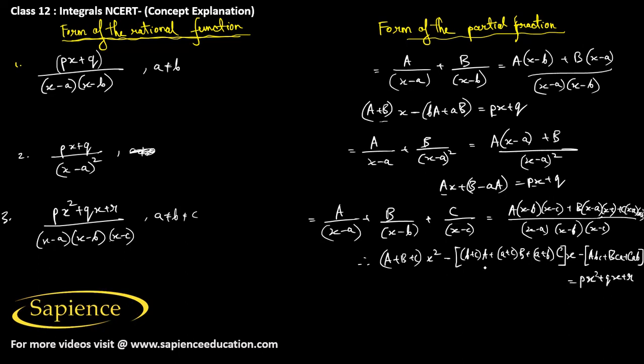Then we can tell that this A plus B plus C will be P, this will be equal to Q, and this will be equal to R. So in this way we can find the values of A, B, and C. Since there are three unknowns, we have got three equations, and so we can find values of A, B, and C.